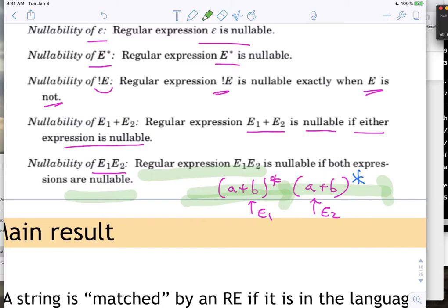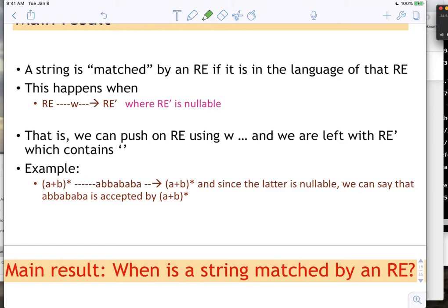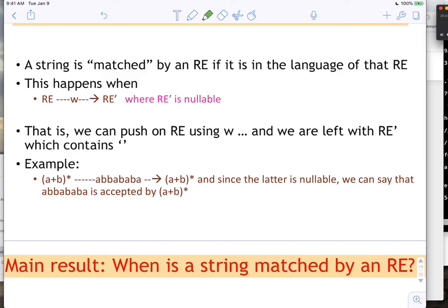This is now pattern matching, almost. You're ready to pattern match now. So a regular expression RE pattern matches a string W if regular expression RE can derive through W an RE prime, and RE prime is nullable. Let's see an example. (A plus B) star A. Does it pattern match the string BA? Is the question. That's the situation.